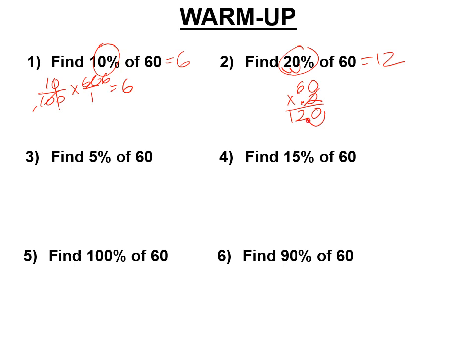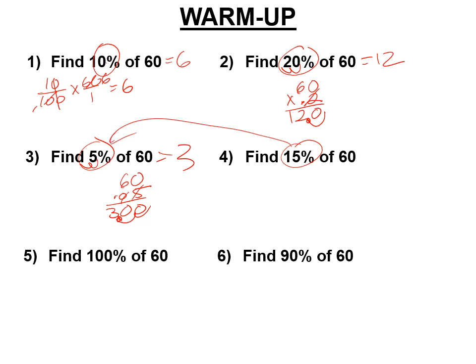5% should be half the size of the 10%. Well, what's half of 6? 3. But again, you could just do 60 times 0.05, move the decimal twice, and get 3. 15% should be 3 times as big as 5%, so 3 times 3 is 9.